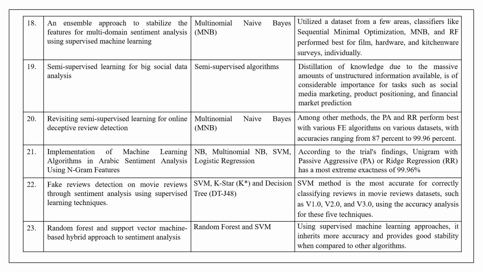And in this, the random forest and support vector machine-based hybrid approach to sentiment analysis uses the method of random forest and SVM. This gives a result of accuracy and provides a good stability when compared to the other algorithms. Next is semi-supervised learning for big social data analysis, which uses a semi-supervised algorithm. Distillation of knowledge due to the massive amount of unstructured information available is of considerable importance for tasks such as social media marketing, product positioning, and financial market prediction.